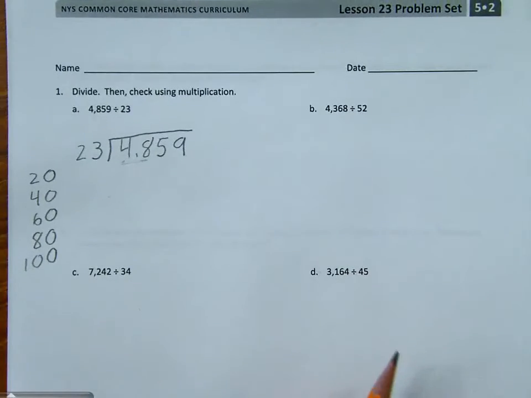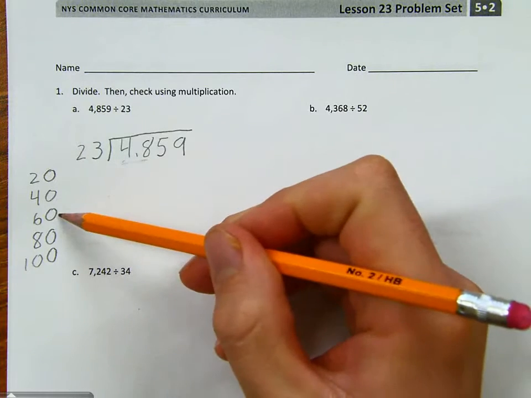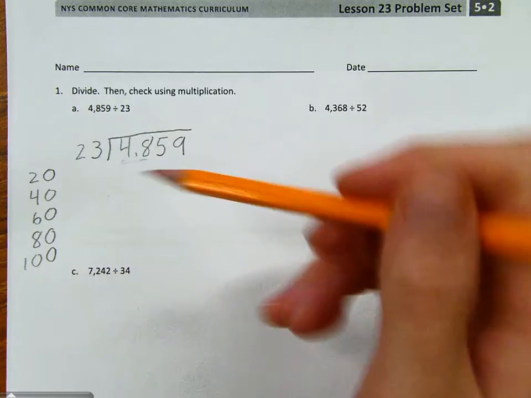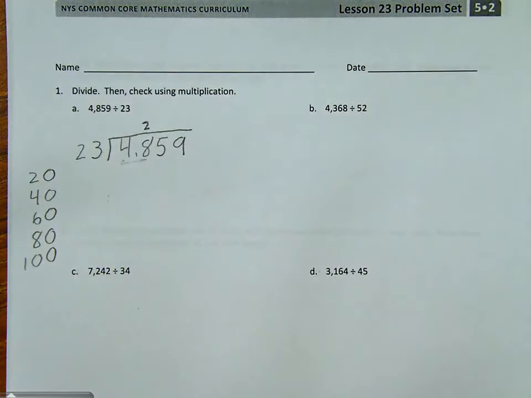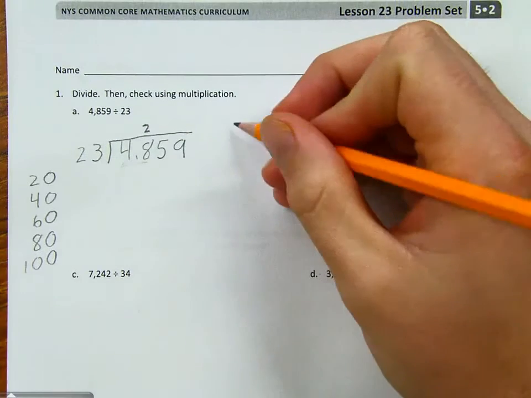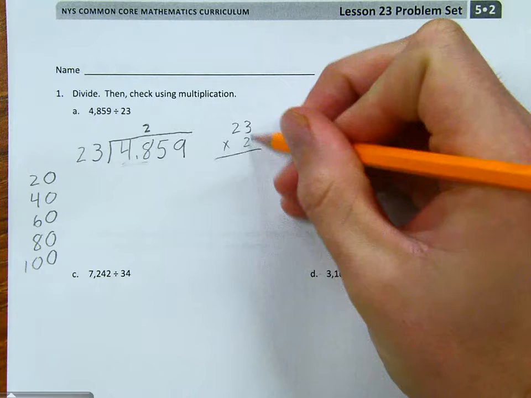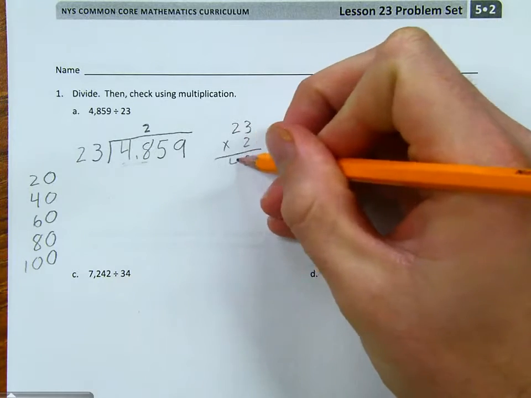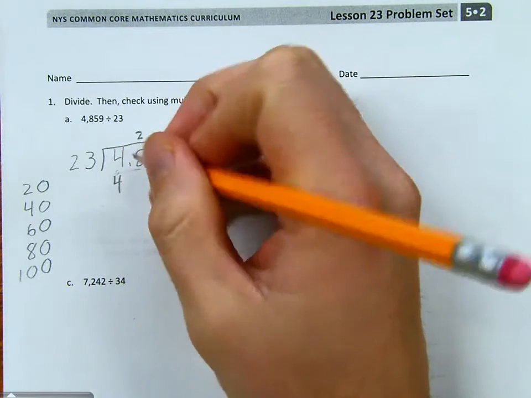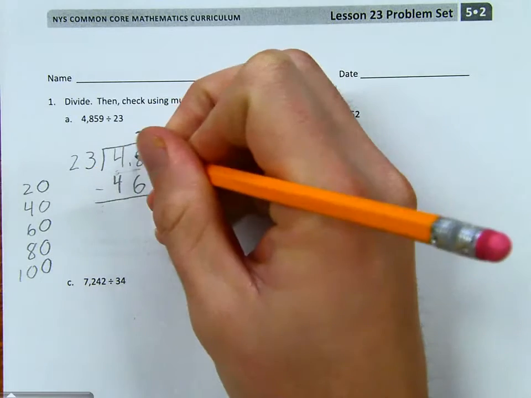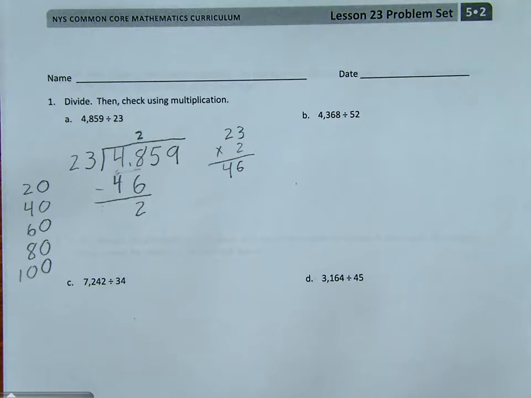Well, if we look at our skip counting by 20s, we have 20, 40, 60. 60 is too much, so that's 3. So we can go in 2 times is what would be our guess. And then we need to actually multiply to check to make sure that our guess is correct. So we're going to have to do 23 times 2, and we're going to get 46. 46 is smaller than 48, so we can subtract that out. We know our 2 is probably correct. When we subtract 46 from 48, we get 2. And it's really 2 hundreds. Now we're working out of our hundreds place.